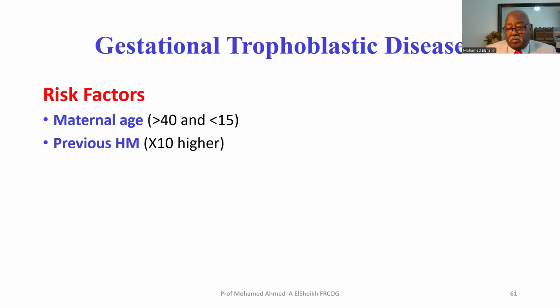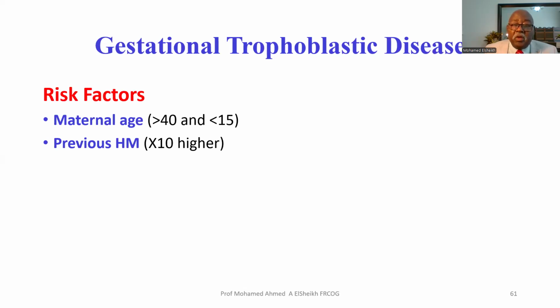Risk factors for trophoblastic disease. Maternal age, the two extremes of the reproductive life, 40 and above, 15 and younger. Those two extremes of ages are likely to have risk for trophoblastic disease. Age over 40 or less than 15.